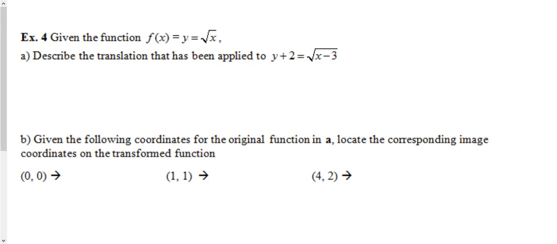In the next set of examples, what do we have here? So we have example 4. Given the function, so we have a radical function this time. Describe the translation that's been applied to this equation here. Well, the very first thing I'm going to do is rewrite my equation, okay? That's always what I want to do.